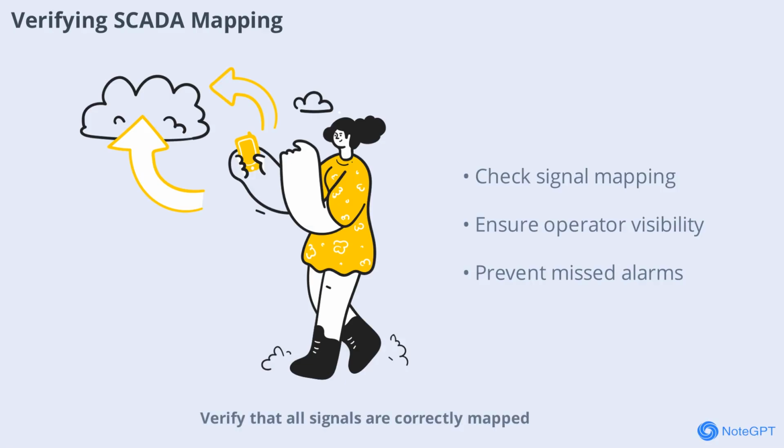Verify that all signals are correctly mapped between the CBM project and the SCADA system. This step ensures that operators have accurate and timely information for monitoring and control. Any mismatches can lead to confusion or missed alarms during operation.